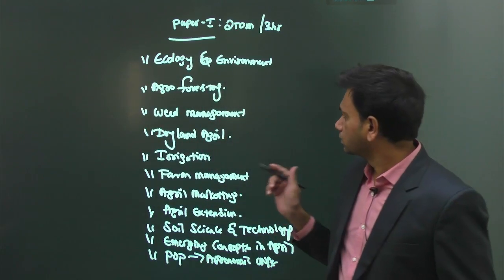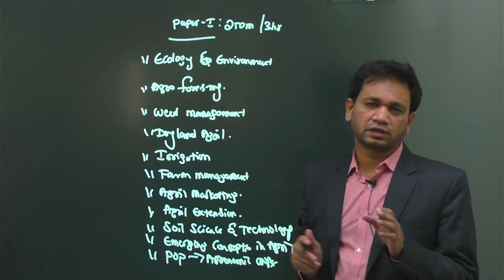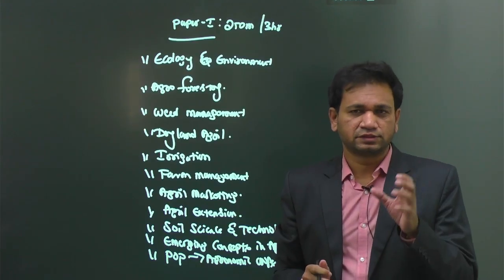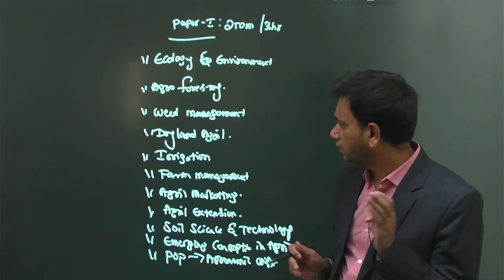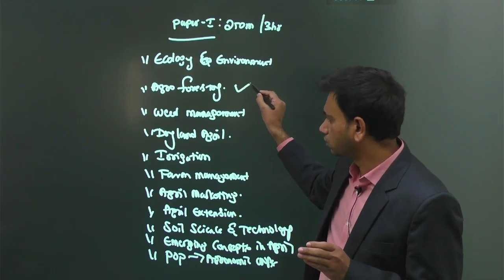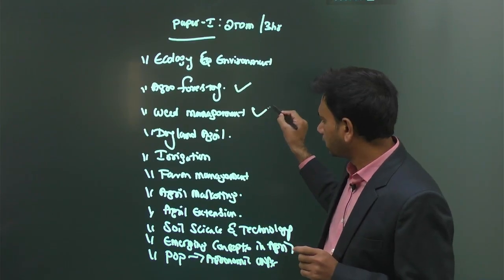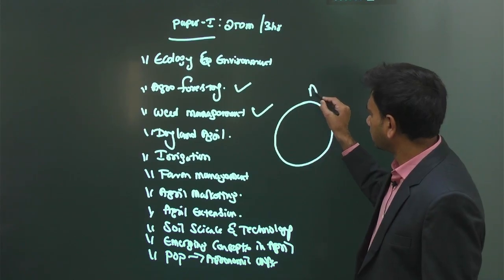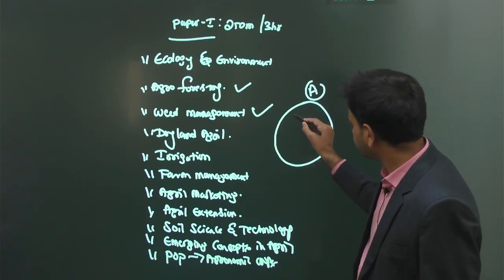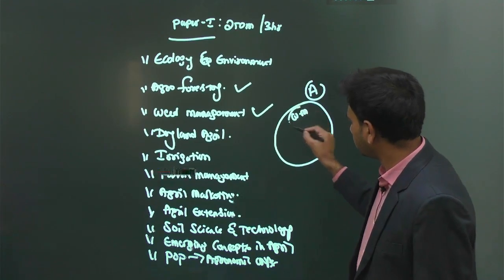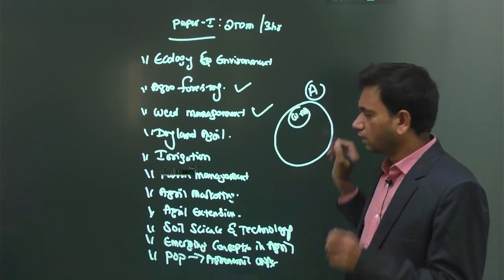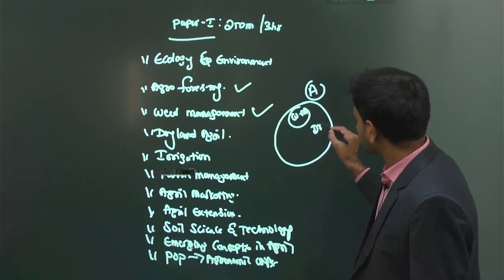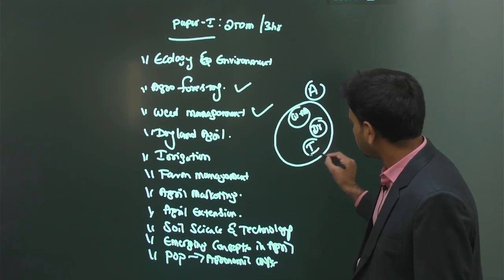One is ecology and environment. In ecology and environment, we have both the static as well as the advancements, or dynamic part, of the syllabus. Apart from that, we have agroforestry and weed management. For study purposes, we are studying agronomy in five subjects. One is weed management, which is one of the subjects that comes under agronomy. Another is dryland agriculture, and another is irrigation.